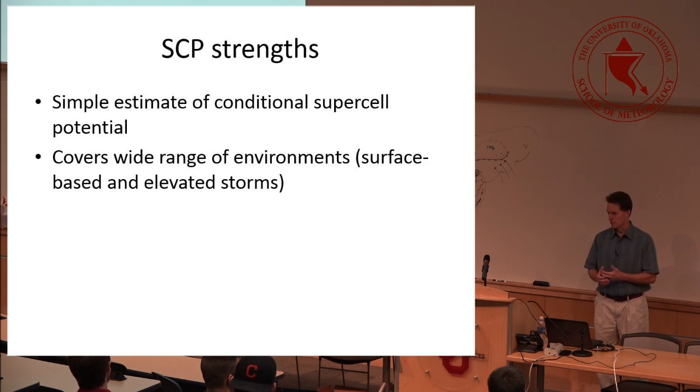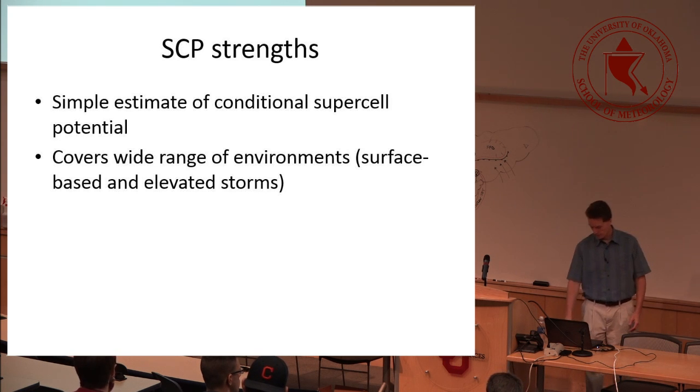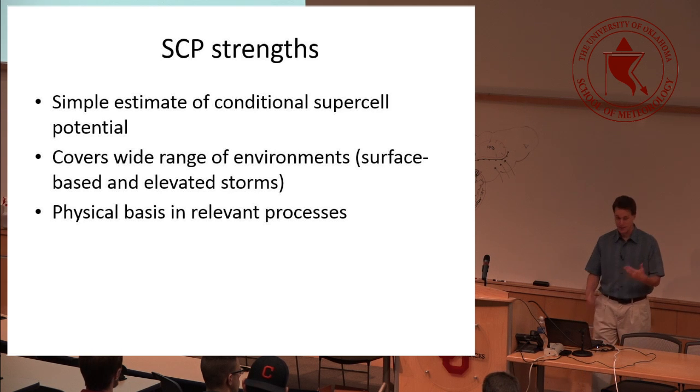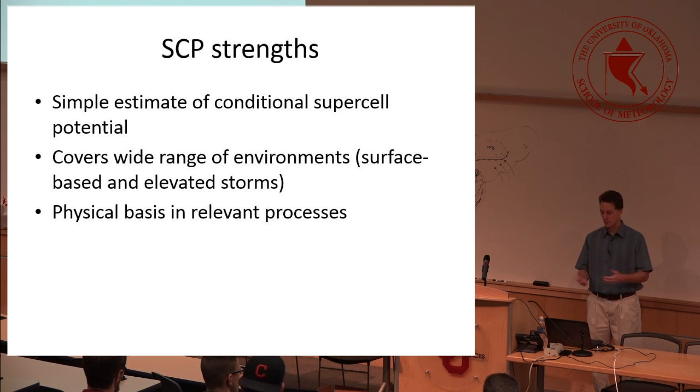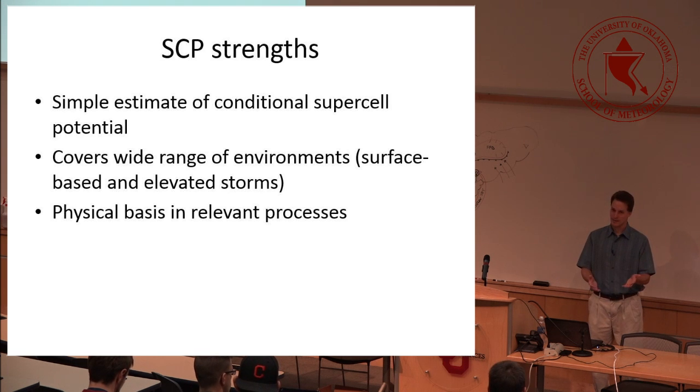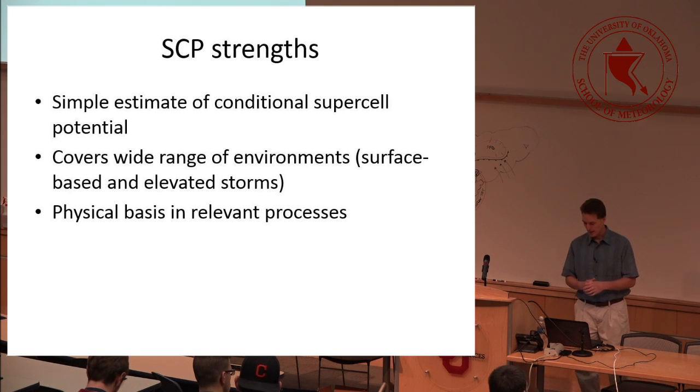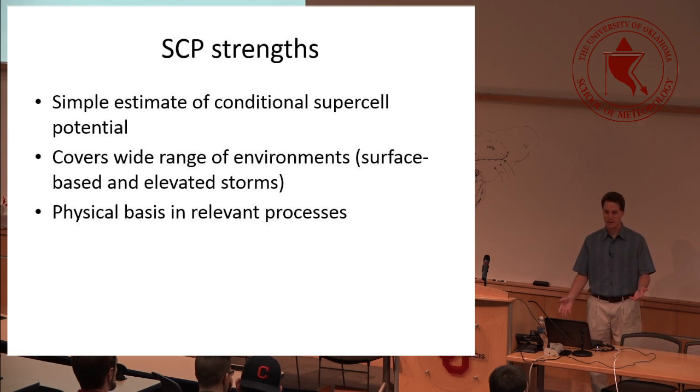I think more importantly, it gives you a wide range of environments you can look at: elevated storms, big tall ones, surface-based, that sort of thing. And you don't have to change parameters. And there is a physical basis in the relevant processes. So it's not just completely made up and unrelated to what's happening. We're trying to do something that looks like it reflects what we think are the relevant physical processes, and how can we convert that to some sort of parameter that we can calculate on a regular basis.